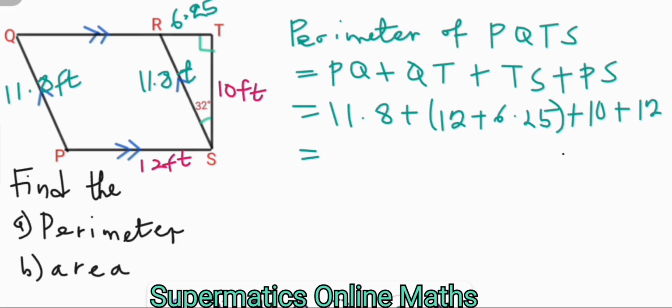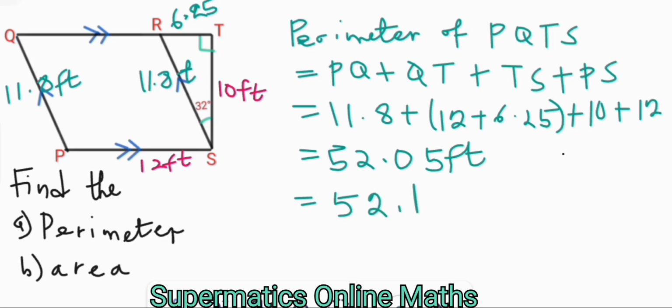Adding this together gives the perimeter to be 52.05 feet, and that is just 52.1 feet to 3 significant figures.